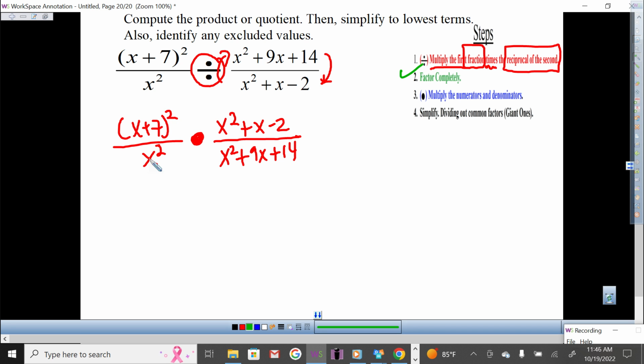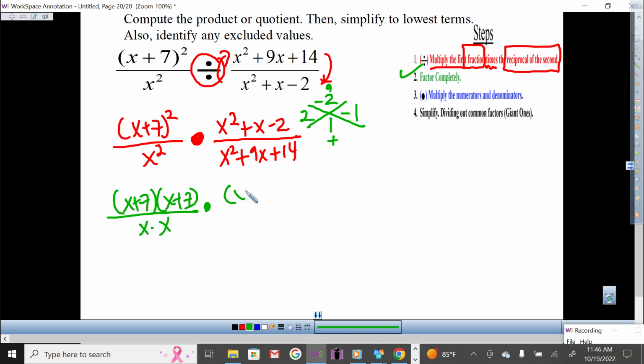That means we write it how many times? 2 times. X plus 7, x plus 7. Over, and the x squared is what? X times x. Look at the numerator for this one. Standard form, yes. GCF, no. So, negative 2 and 1. Factors of negative 2 that add up to 1, Frida? Times negative 1. So my factors are x plus 2, x minus 1.